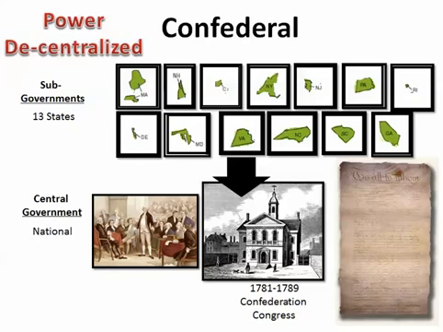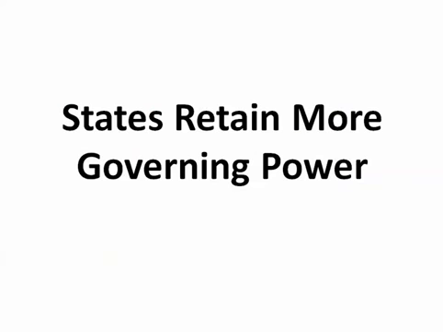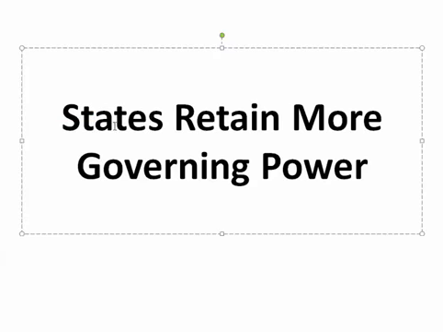And this is the central government here, which is going to be left weak under the national government. Not much power here. We're going to talk about those weaknesses in a moment. So our power is decentralized here with sub-governments. Under a confederation, or Articles of Confederation, our confederal government, states are going to retain more governing power, and in the states, that's where their locus of sovereignty is going to be.